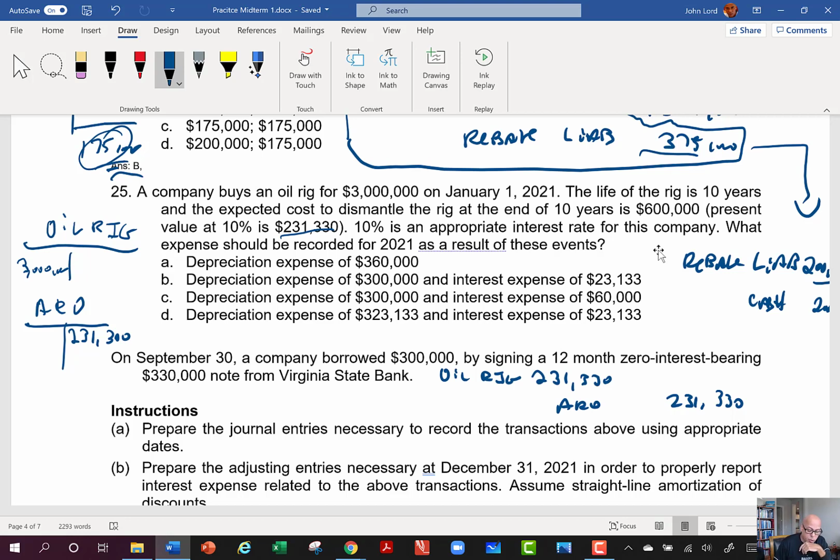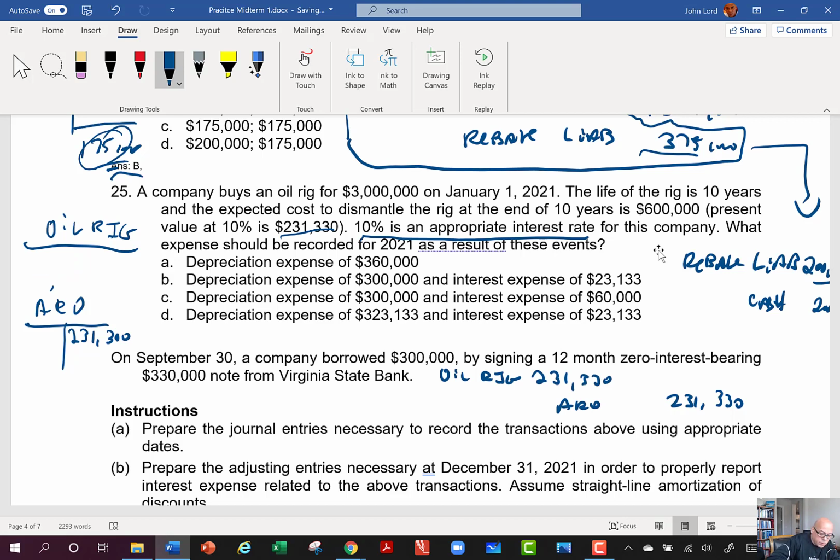Now, they tell me that the appropriate interest rate is 10%. So I'm going to have to accrue that up, taking that interest expense each year into the asset retirement obligation account, until it finally will be amortized up to the future value of what they told us is $600,000 here. And I have to depreciate the asset. So I forgot to post my $231,330. Okay.